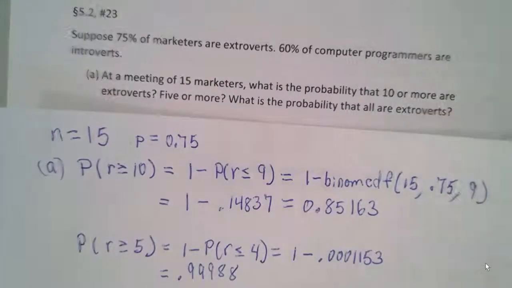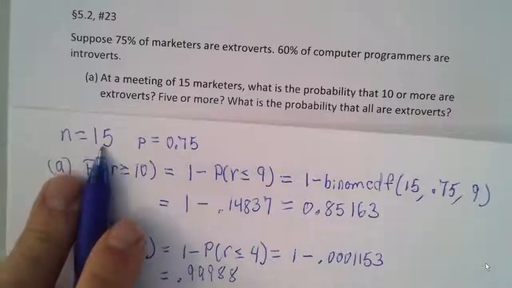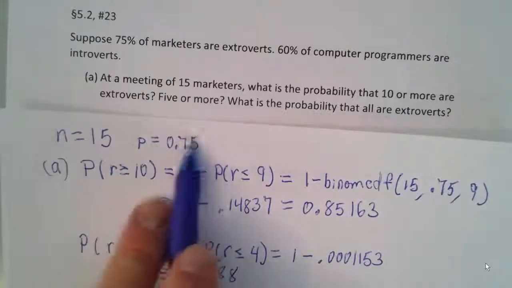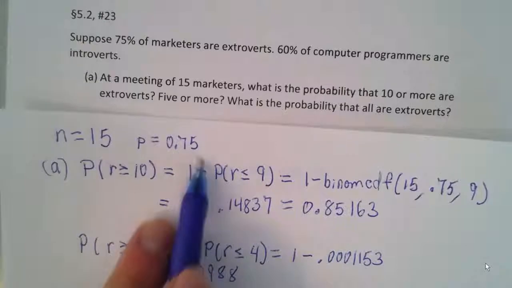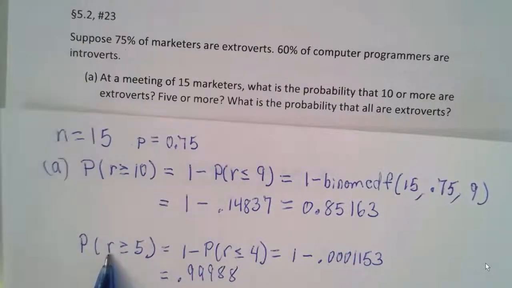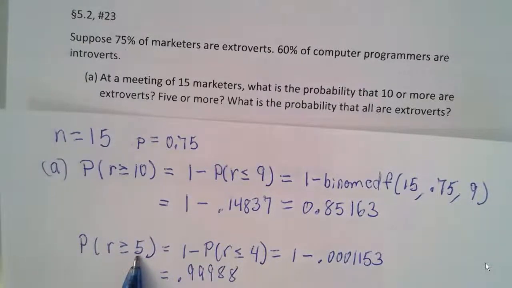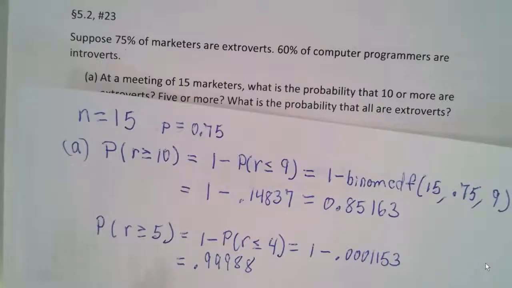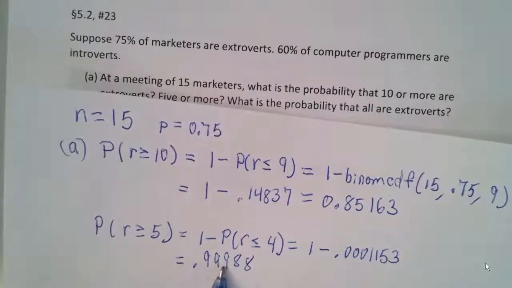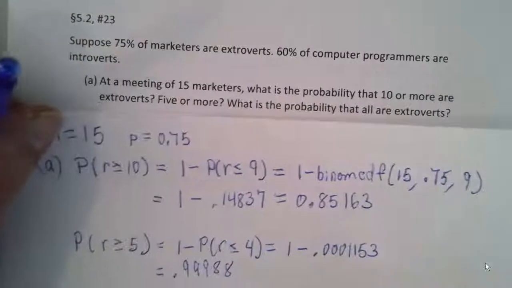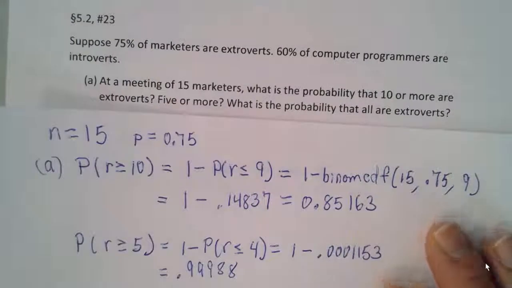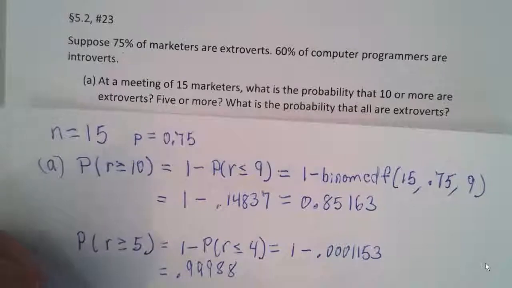So in a group of 15 marketers where the probability of being an extrovert for any particular one is 75%, the probability that I have at least 5, that is at least a third of my 15, will be extroverts, is 99.988%, or very, very high. Okay, finally, what is the probability that all will be extroverts?